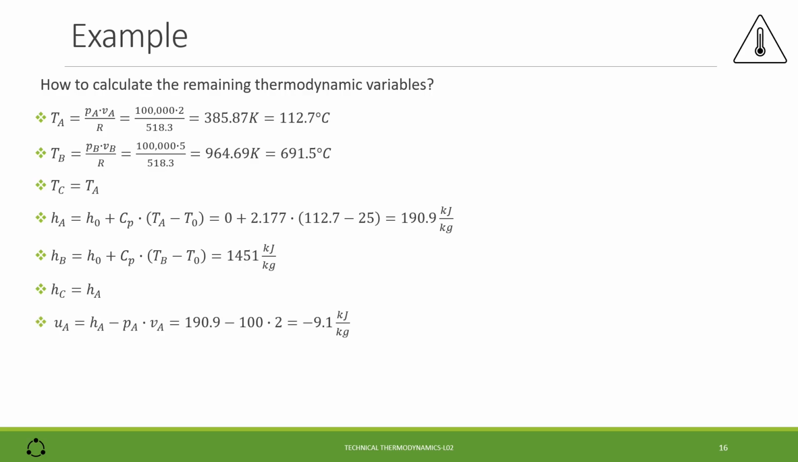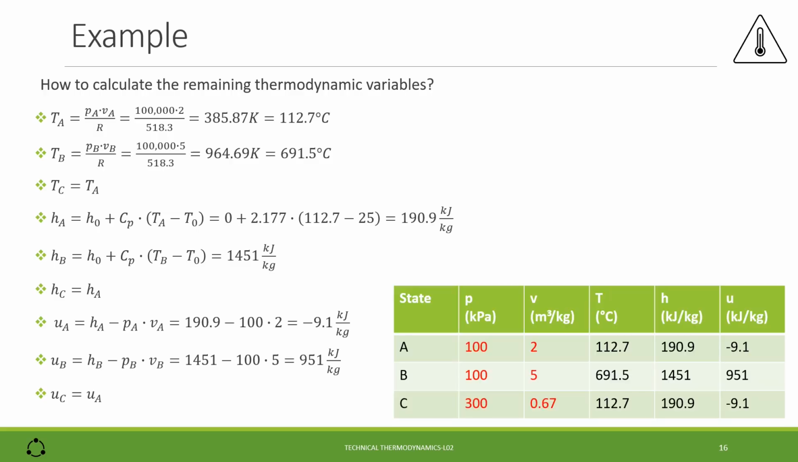The internal energy at the state A we calculate as the difference between the enthalpy and the product PV. We find negative 9.1 kJ per kilogram. With the same formula, we can also calculate the internal energy at the state B, and the internal energy at the state C is the same as for the state A, because the isothermal is also isodynamic. The results are also represented in the table here aside, while the red values are the given ones.